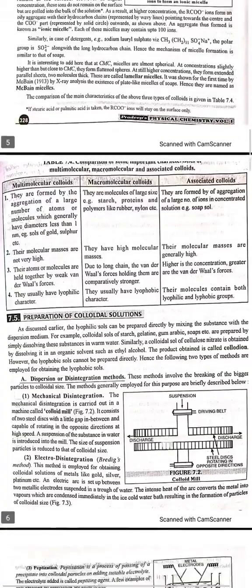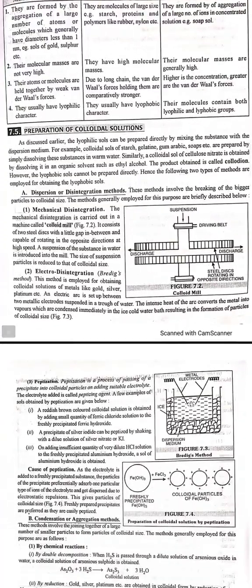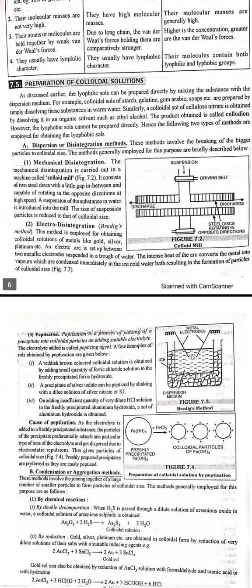Our next topic is preparation of colloidal solutions. As discussed earlier, the lyophilic sols can be prepared directly by mixing the substance with the dispersion medium. For example, colloidal sols of starch, gelatin, gum arabic, soaps, etc. are prepared by simply dissolving these substances in warm water. Similarly, a colloidal sol of cellulose nitrate is obtained by dissolving it in an organic solvent such as ethyl alcohol. The product obtained is called collodion.